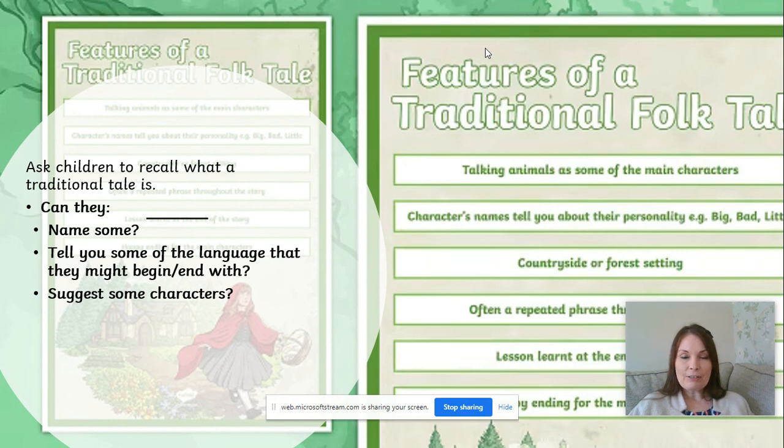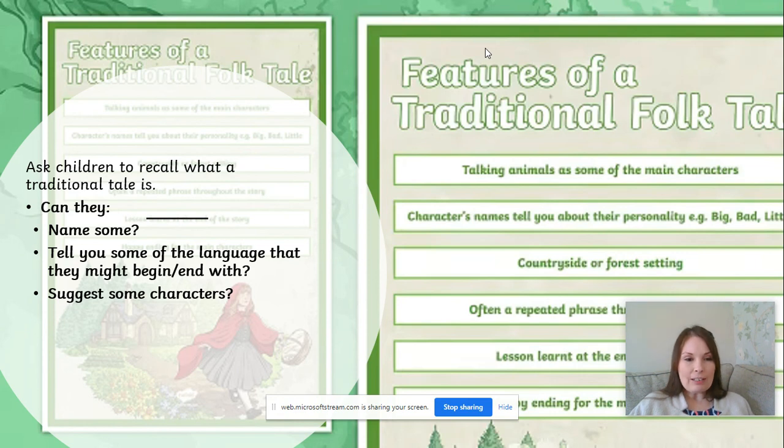And there's a little clue on my screen if any of you read it, it says that they quite often have talking animals in them, and the talking animals quite often are one of the main characters, like the wolf in Little Red Riding Hood and the Three Little Pigs. They quite often have words in them to describe the characters, like big and bad and little.